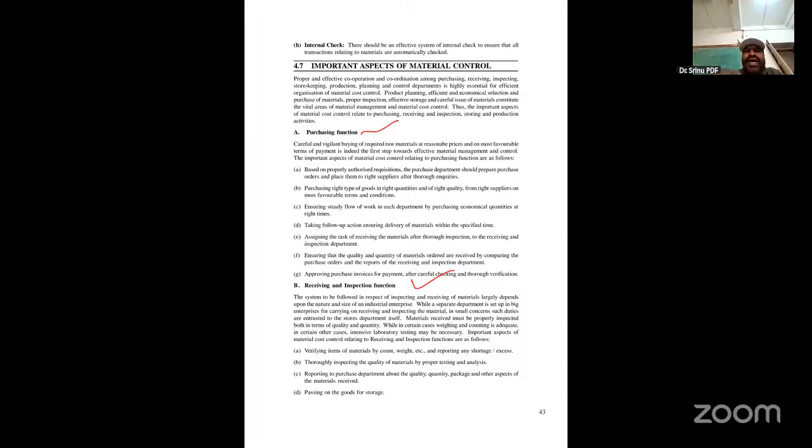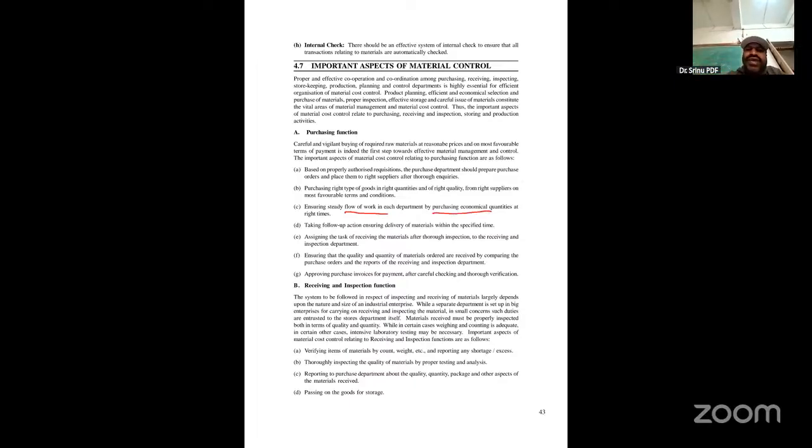So the important aspects of material control. First one is the purchase function. Purchase function means being careful and vigilant about the buying requirements of raw material. The purchase department will see what material they want to purchase, how much they want to purchase, and which department requires it. Based on proper authorization and acquisition, the department should prepare the purchase order. For example, the production department will prepare a purchase order for which type of material they require, ensuring a steady flow of work, and each department will purchase economical quantities.